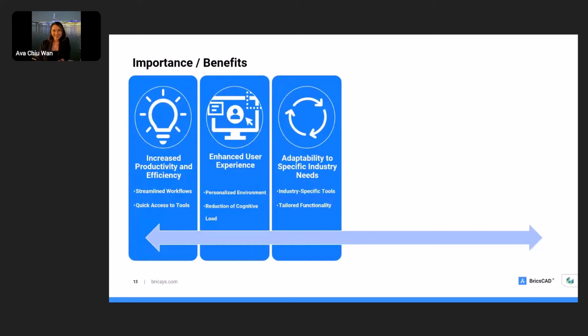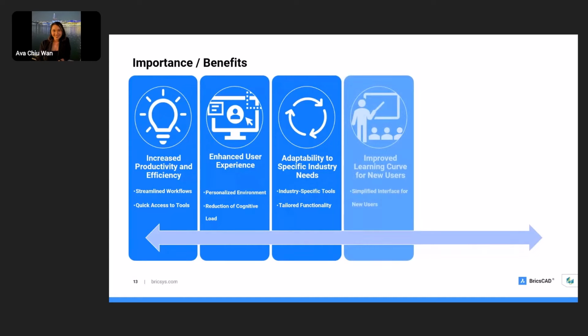Another benefit would be adaptability to specific industry needs. Different industries like automotive, aerospace, architecture, construction, and other parts of manufacturing have unique requirements. Customizing the UI allows the integration of industry-specific tools and plugins that cater to these specialized needs. Of course, customization also enables the inclusion of custom commands, scripts, and macros that perform specific functions relevant to particular industries or particular projects.